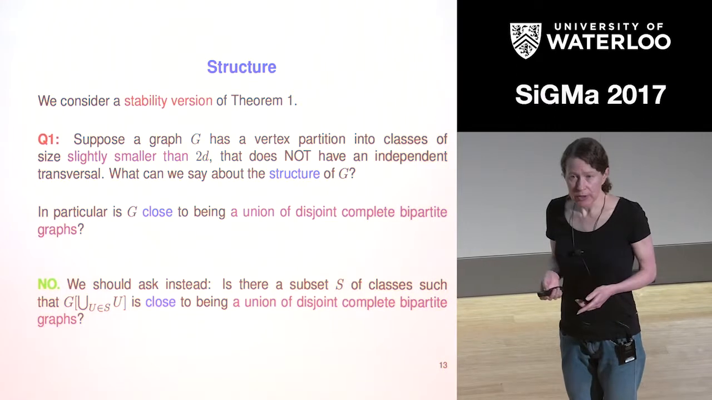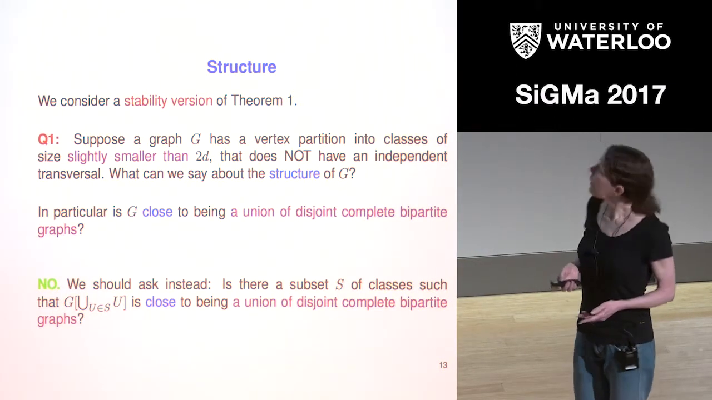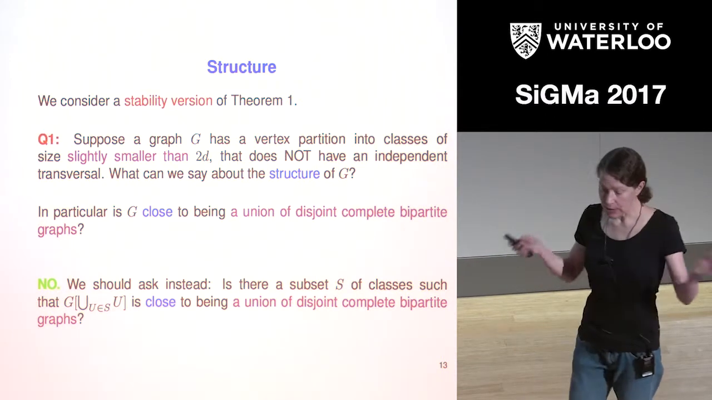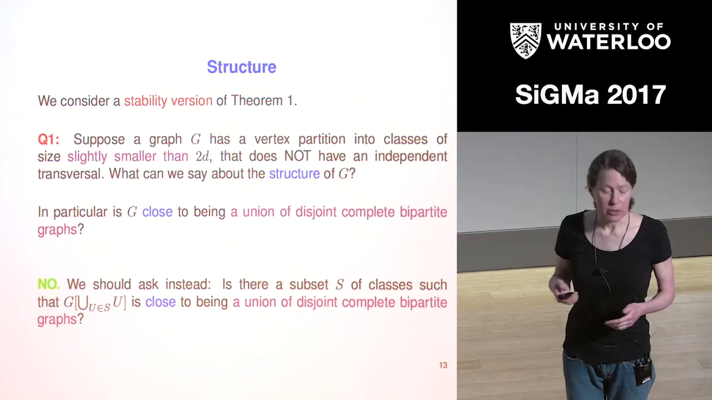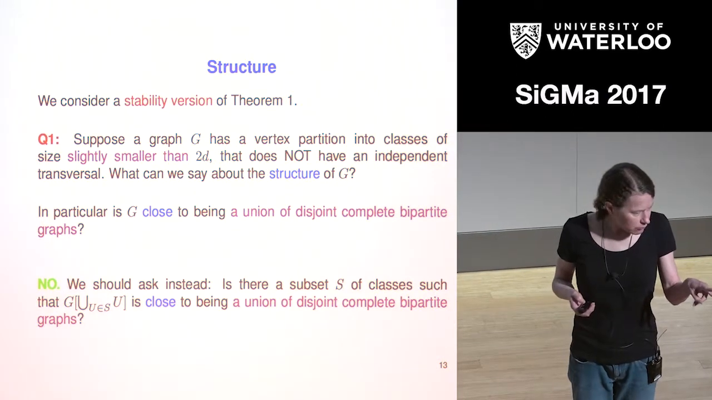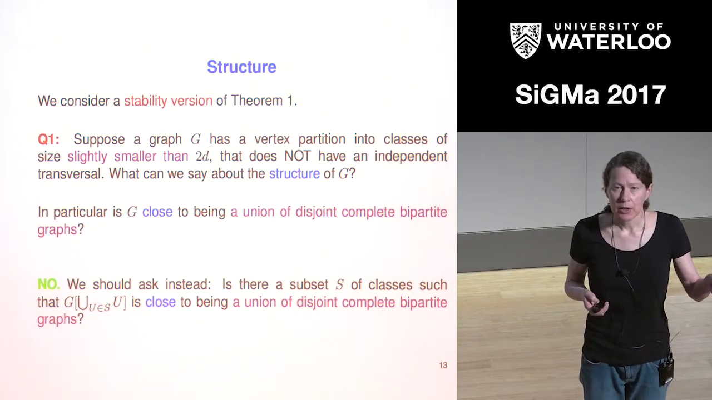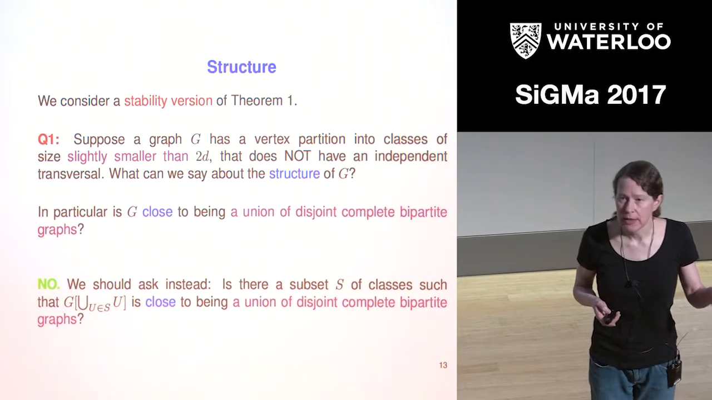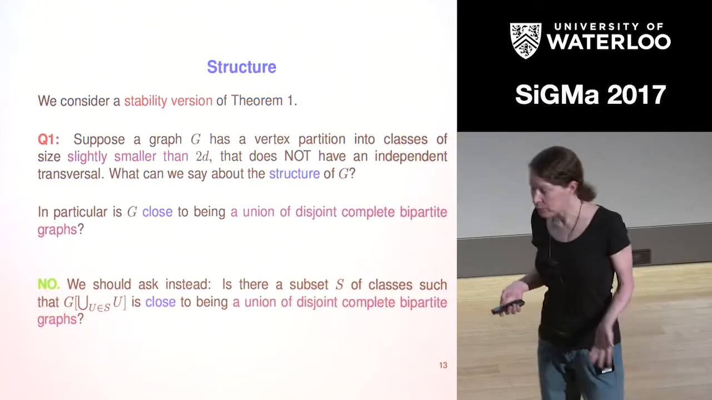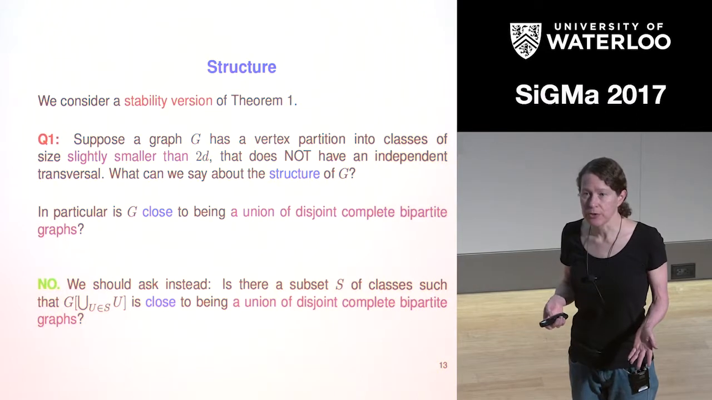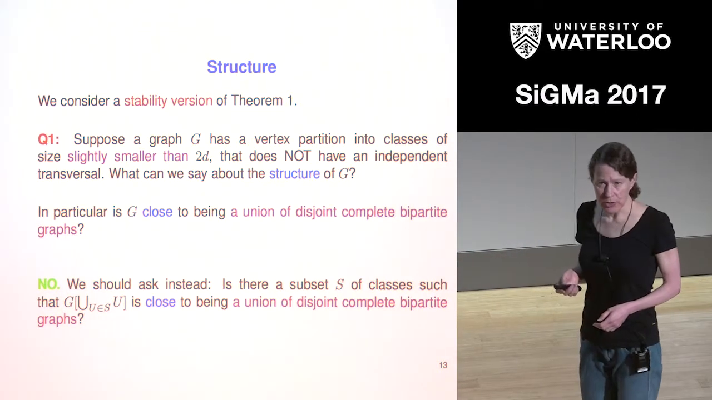Well, you can ask that question, and then if you think about it for a moment or two, you realize the answer is no. Because imagine you have a huge graph with all kinds of vertex classes, and it doesn't have an independent transversal. And there happen to be two vertex classes over here that are joined completely to each other. You can't even find an independent transversal in that tiny set of two classes. And then the rest of the graph could be whatever it wants. You're still not going to get an independent transversal here. So this question, as I wrote it here, is not really the right question to ask.